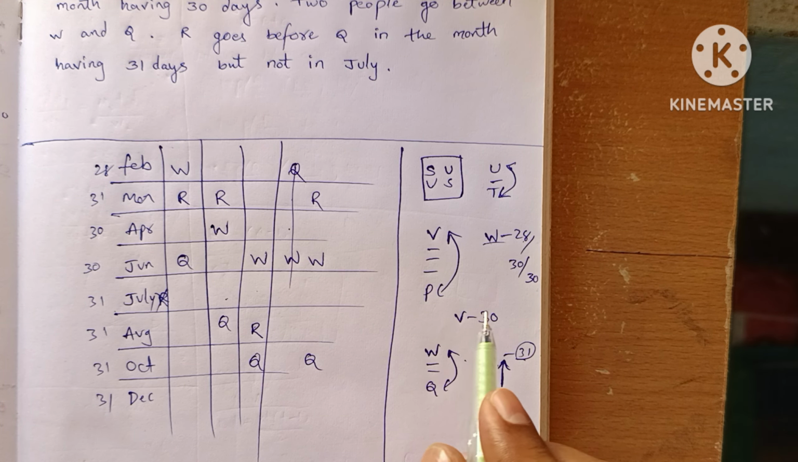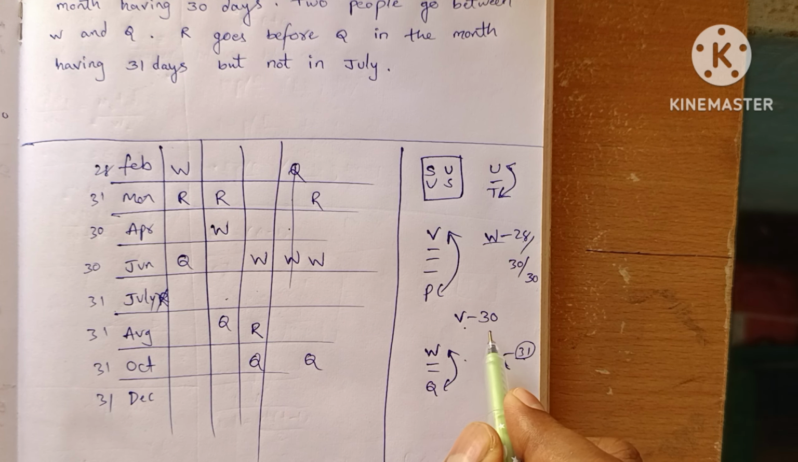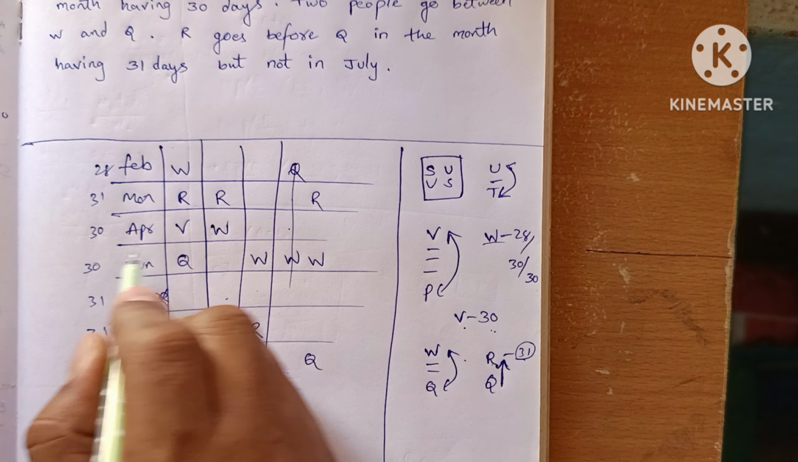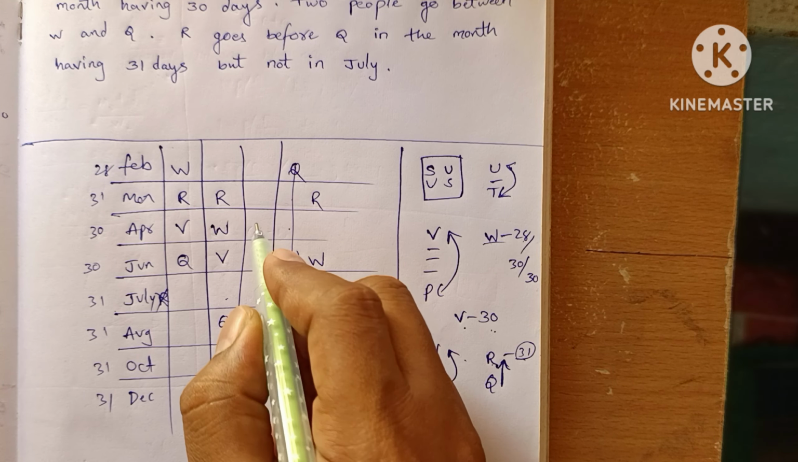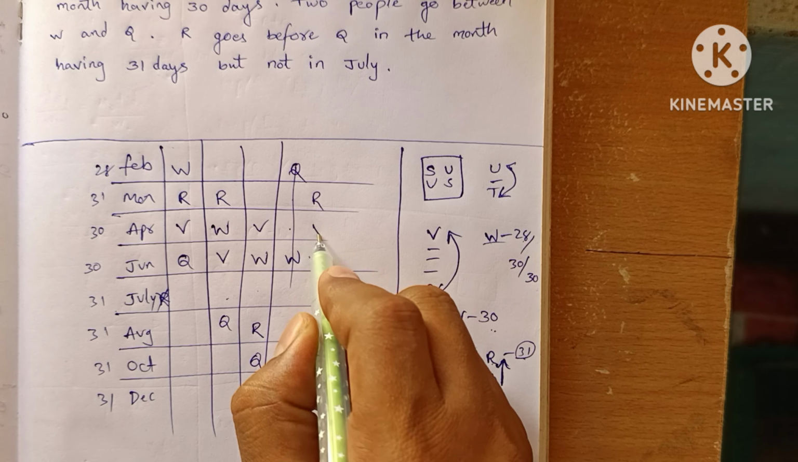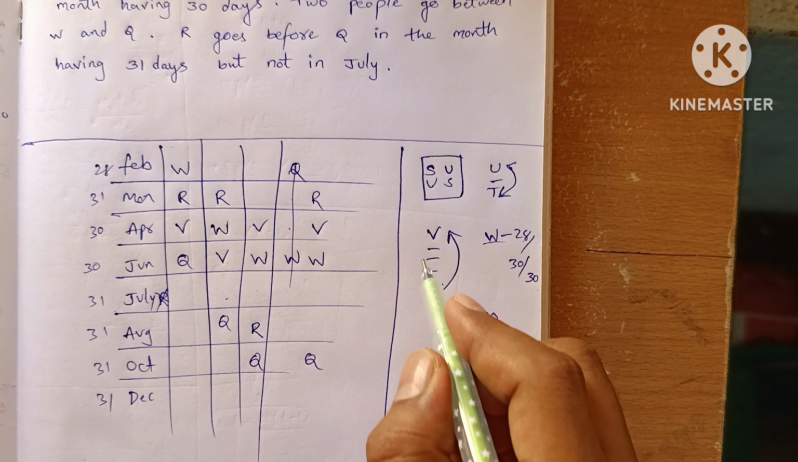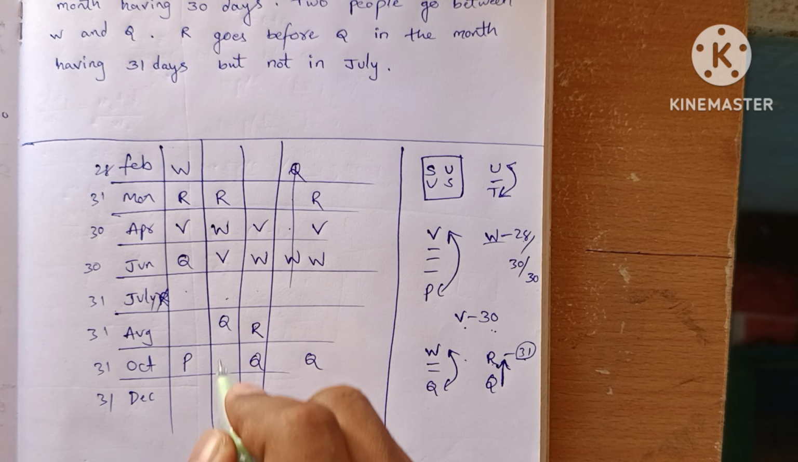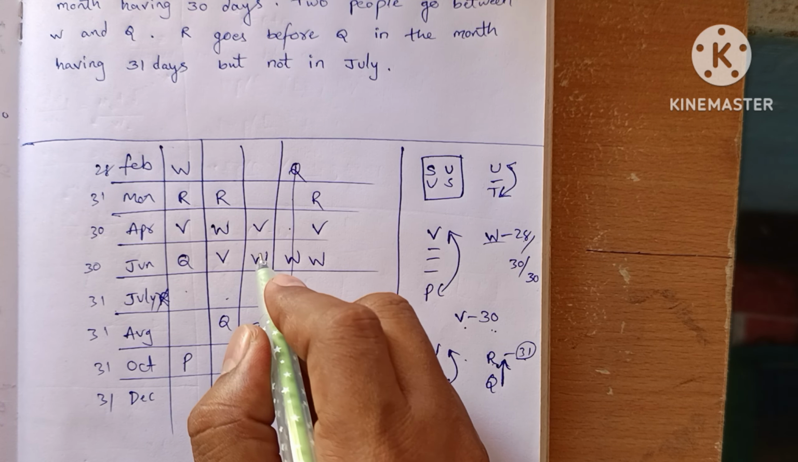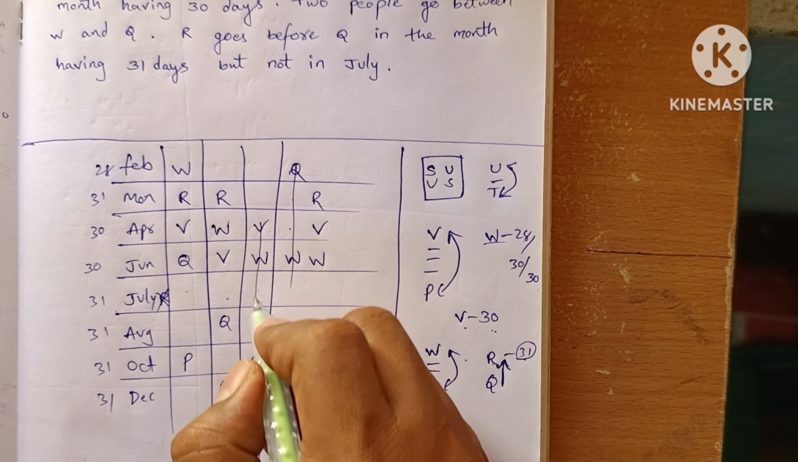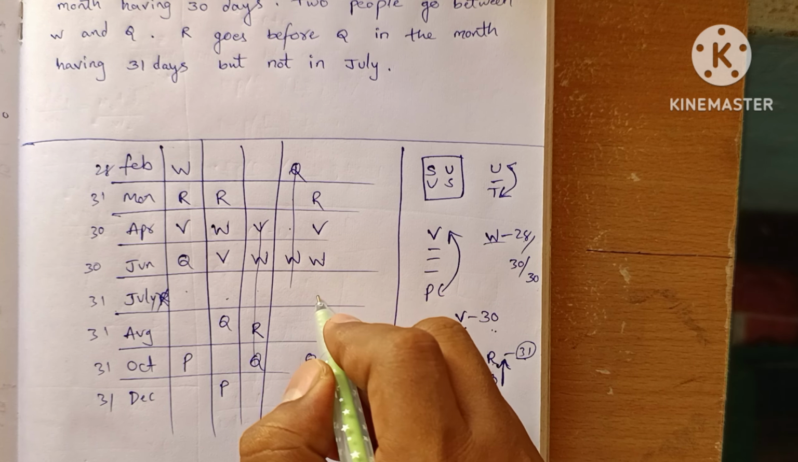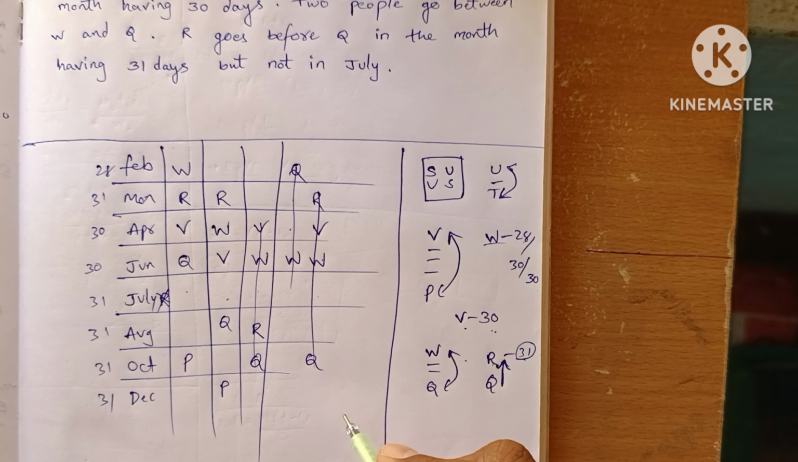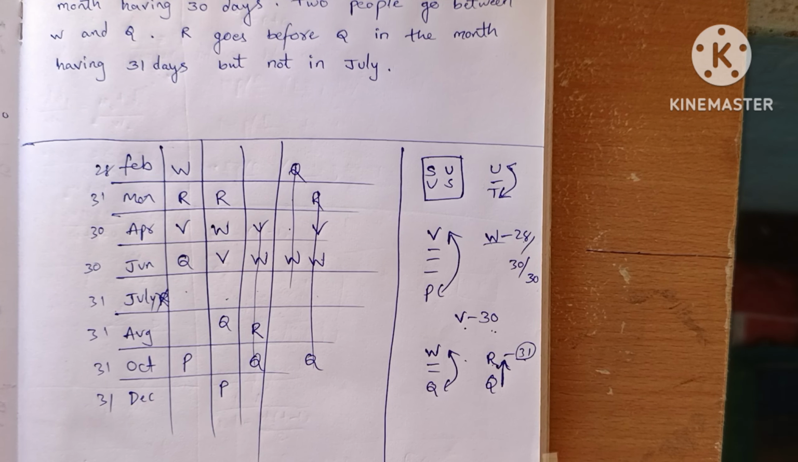Let's see V. V is in the month of 30 days. The months with 30 days will be the remaining this one and this one. Okay, three people P, 1 2 3. It is P here. No possibility of P here. False. False. Now we need to see two possibilities only.